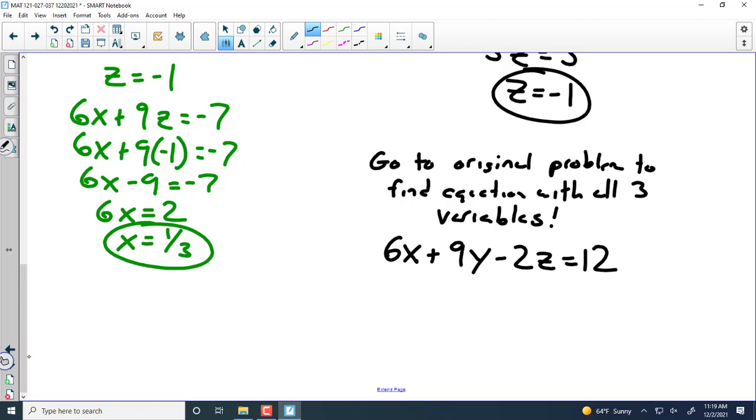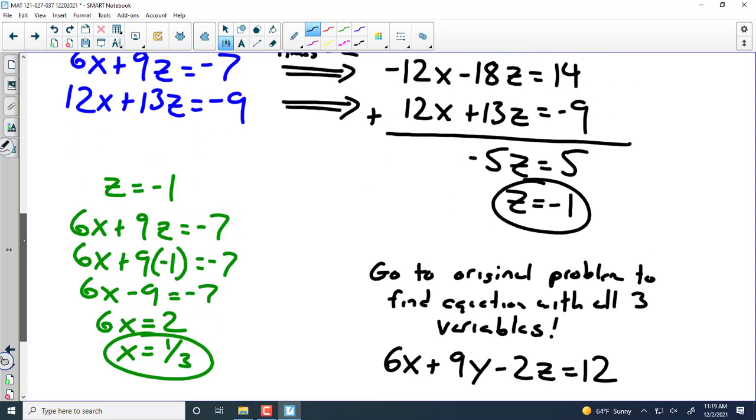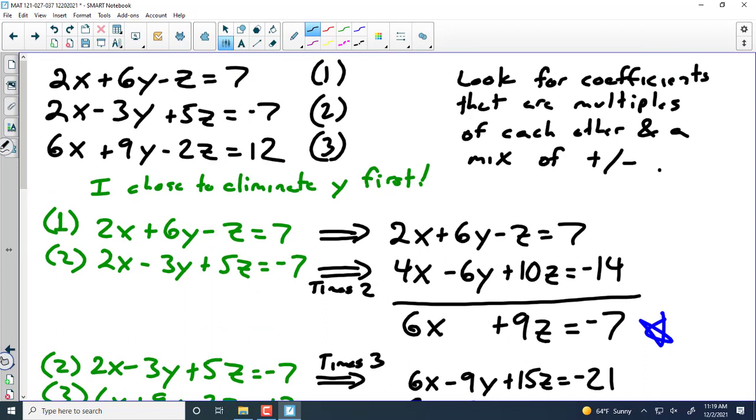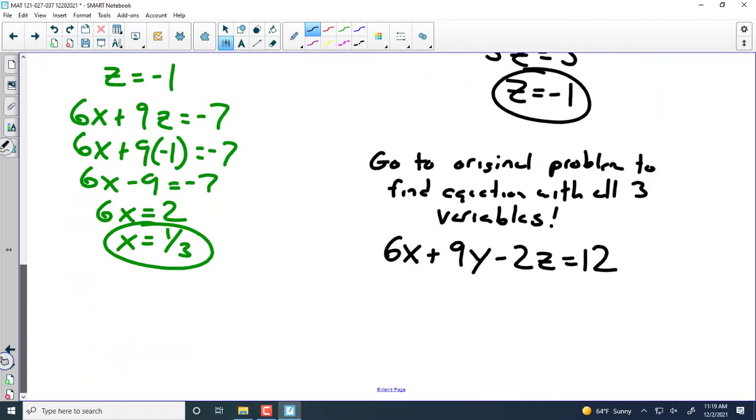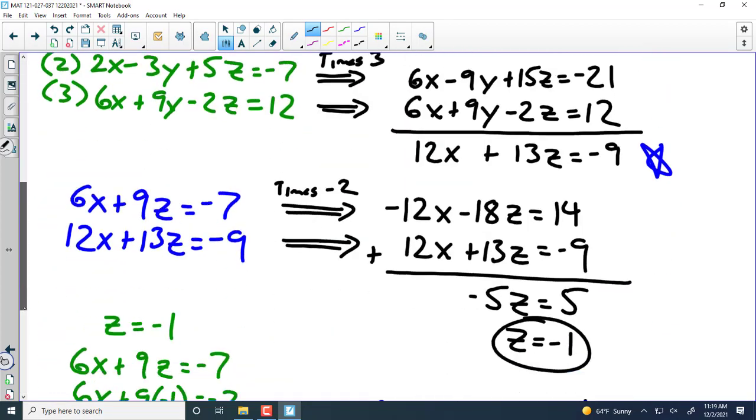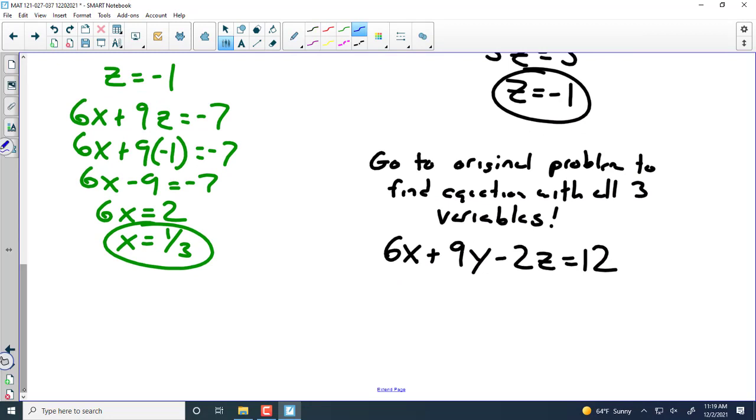Oh! The reason I picked that one. Oh, there is a reason I picked that one. Why did I pick that one? I'm plugging in x equals 1/3. Why did I pick the last one? Because 6 is divisible by 3. I knew there was a reason I did it. So I picked this one because 6 will kill the 1/3.